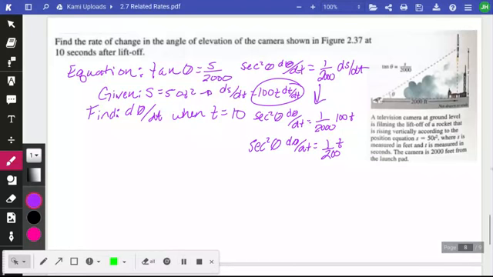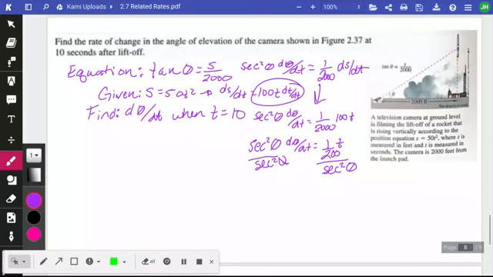Okay, so let's simplify it a little bit more, and let's get the d theta over dt by itself. I know there's still several variables, but it helps if we have everything on one side. So I'm going to divide both sides by secant squared theta.